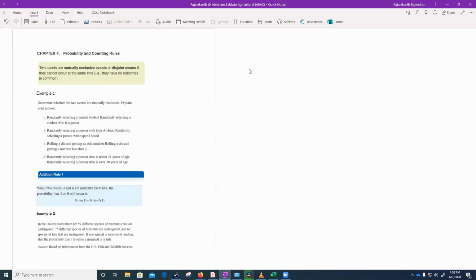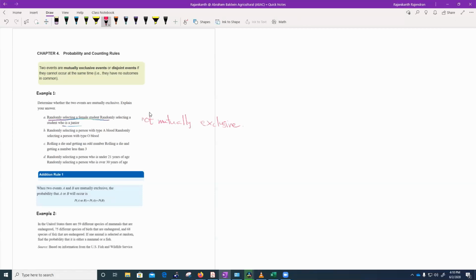Randomly selecting a female student. So this could be thought of as the first event. And selecting a student who is a junior. This is my second event. So basically you are given two events, right? Now ask yourself, can this happen at the same time? Remember, you are selecting only one person. That person should be a female and at the same time should be a junior. Yes, it is possible. So you could select a female junior, right? Therefore, these two events can happen at the same time. Therefore, this is not mutually exclusive.